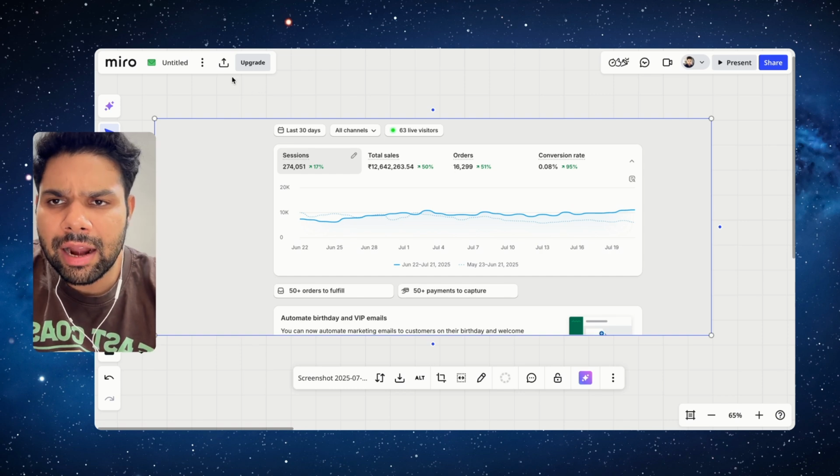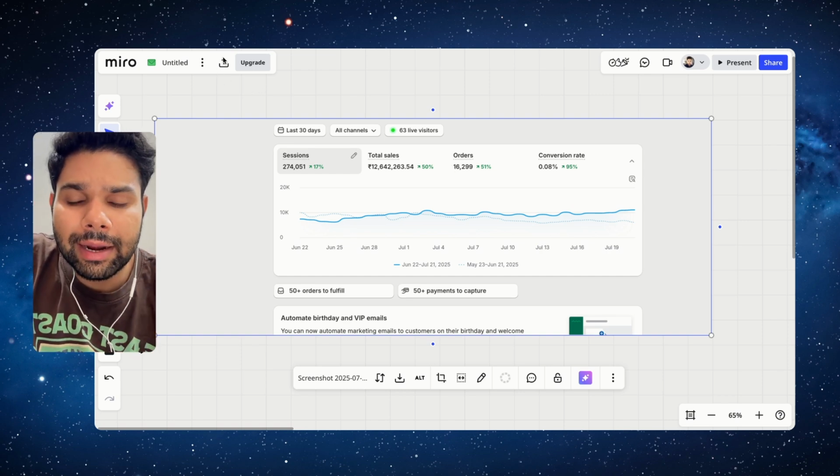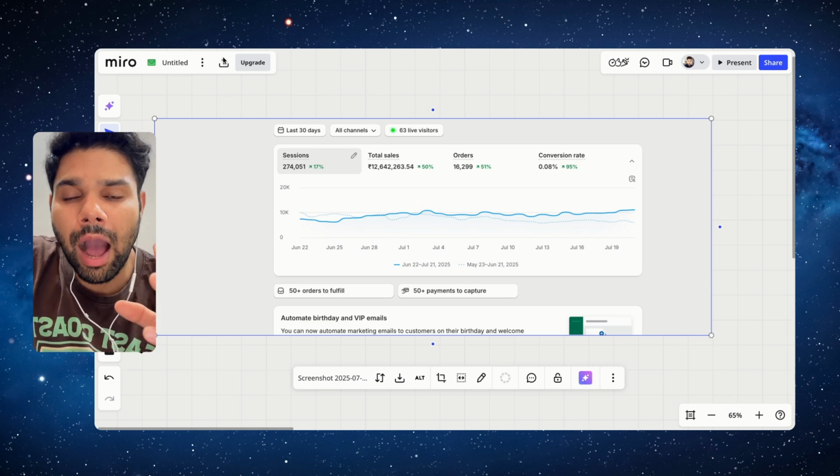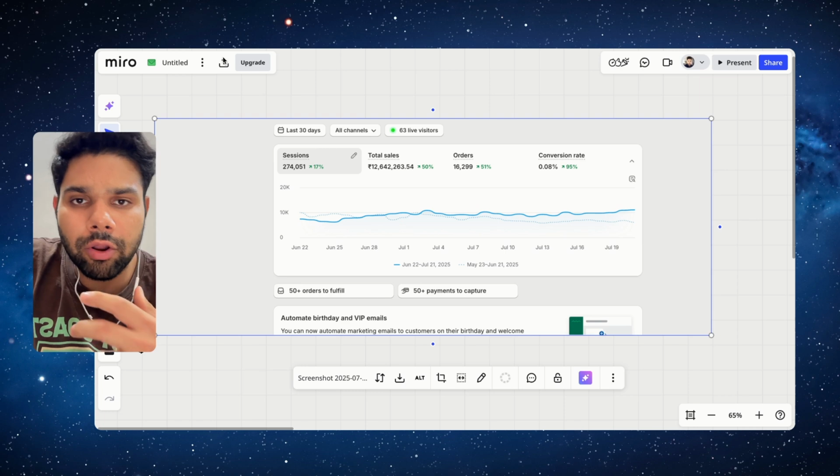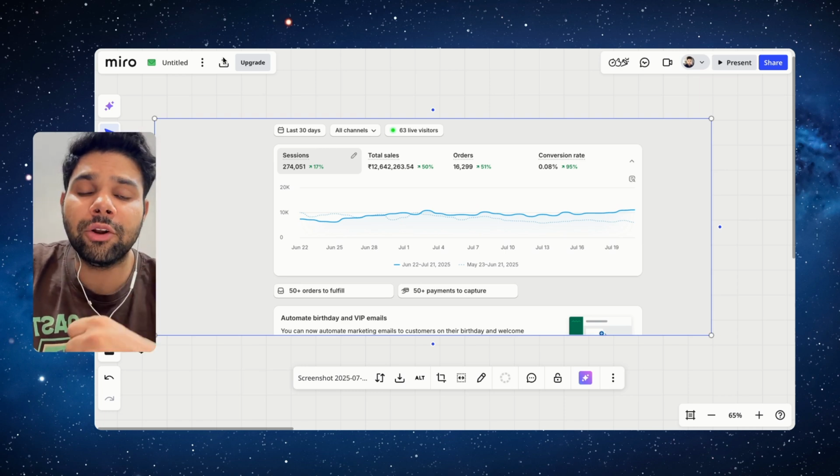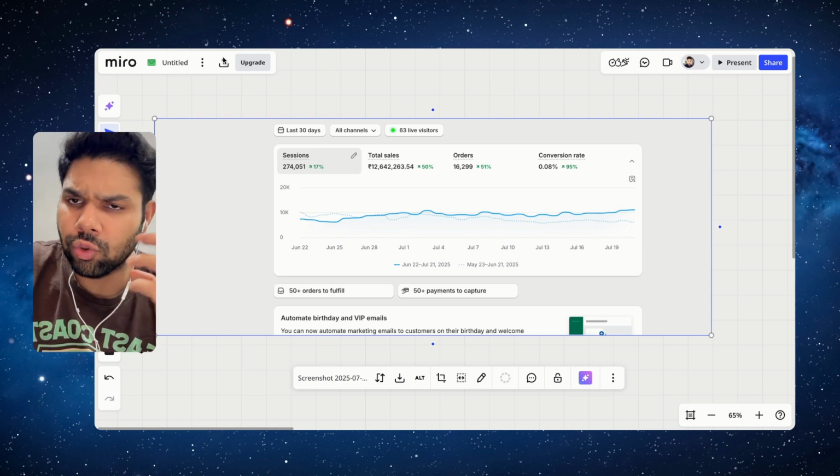So I have generated around 1.2 CR for an Indian D2C brand, and I want to share something with you that will blow your mind: how you think of running ads for your brands, and what mindset you need to change when you want to scale the ads.